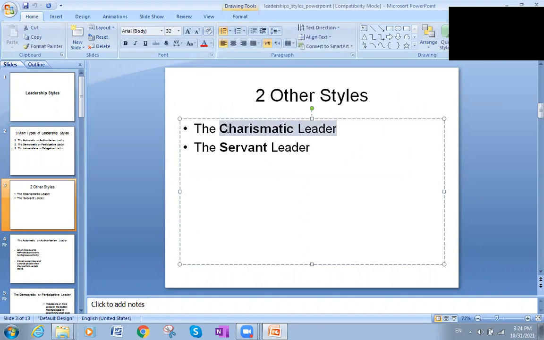So the other styles we will handle today are the charismatic leader and the servant leader. So we will know what we mean by the charismatic leader, and we will also know what we mean by the servant leader.